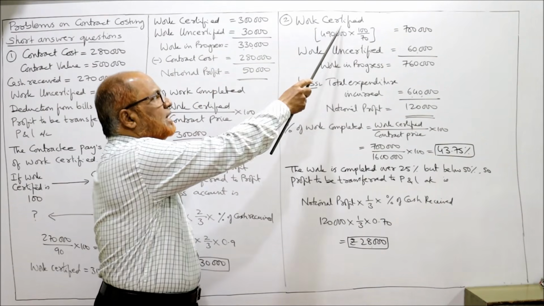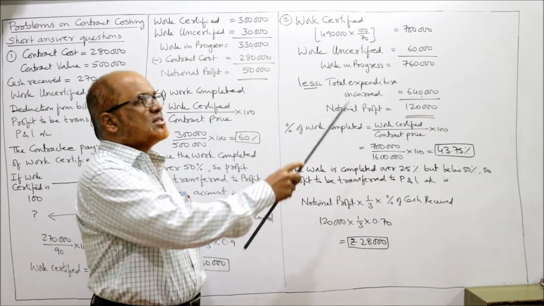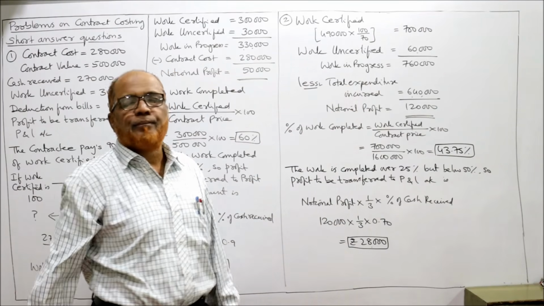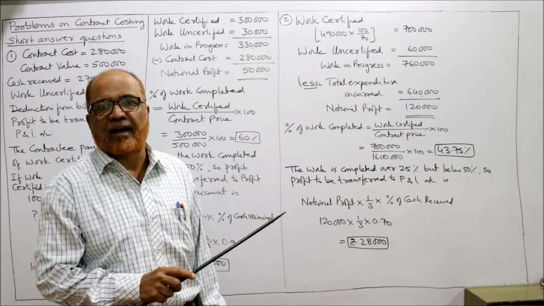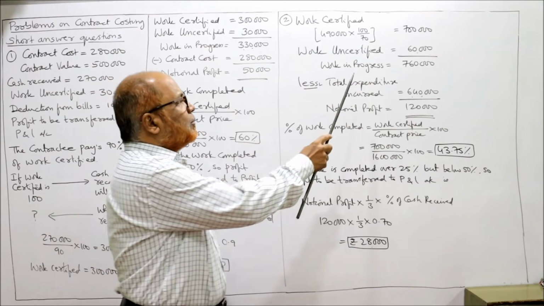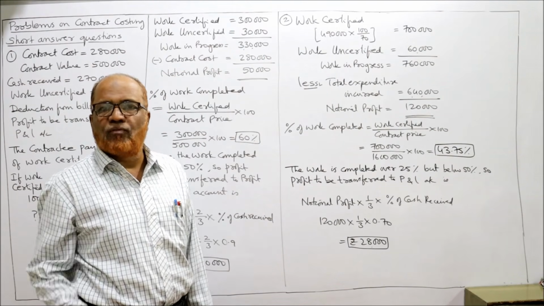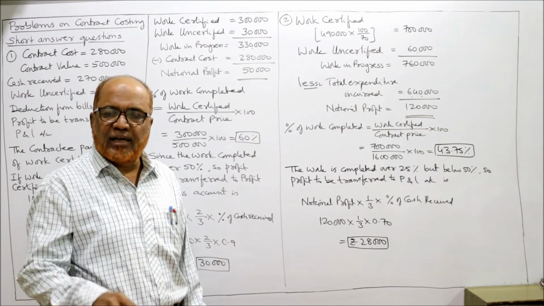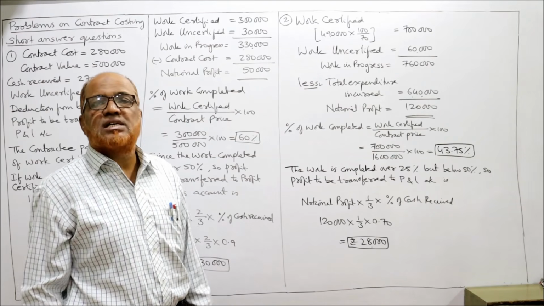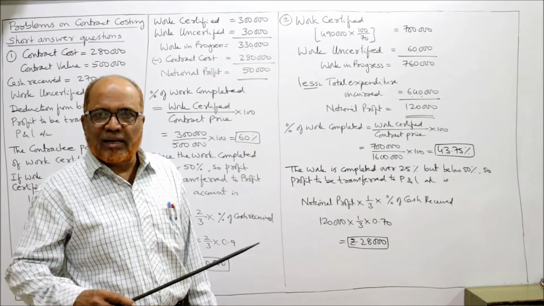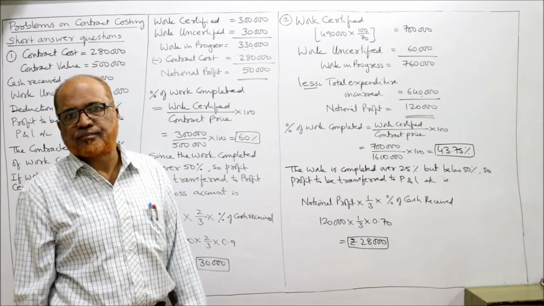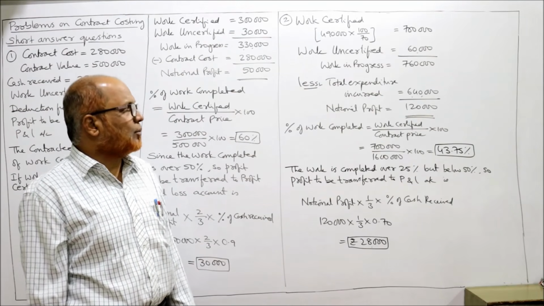So here work certified is equal to cash received, which is given in the problem: 4,90,000 into 100 by 70. You will get 7 lakh. So work certified is 7 lakh. Work uncertified is given in the problem, 60,000. So total work in progress will become 7,60,000. So work certified और work uncertified दोनों को मिला लिए तो work in progress 7,60,000. Less total expenditure incurred on the contract, 6,40,000, as given in the problem. Subtract, and the notional profit is 1,20,000.